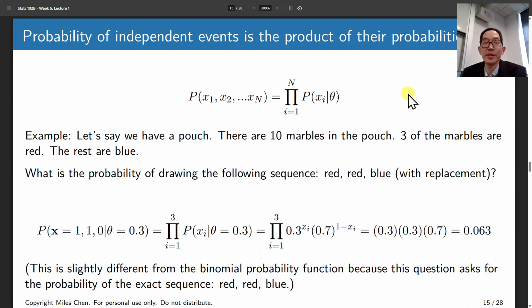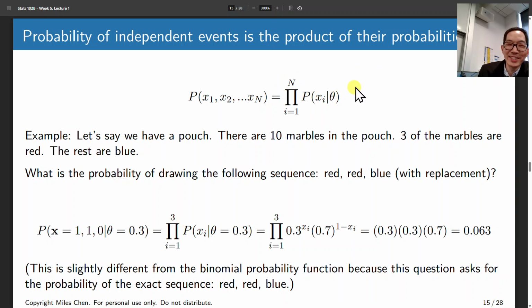And the other key thing is that if you have a bunch of independent events, the joint probability is going to be the product. Okay, so this is all review. So again, we have the same pouch. 3 of those marbles are red and the rest are blue. And I ask, what's the probability of drawing the sequence red followed by blue with replacement? And this is a very simple, intro stats 10 question. You just do 0.3 times 0.3 times 0.7, right? And that's what we get.